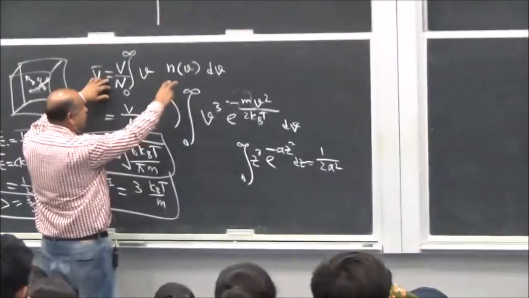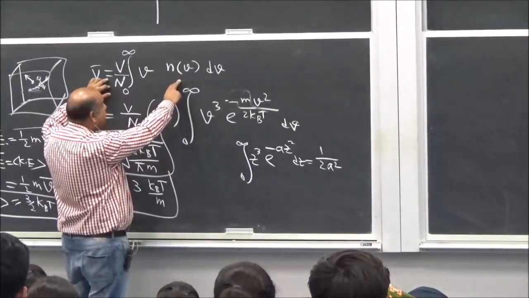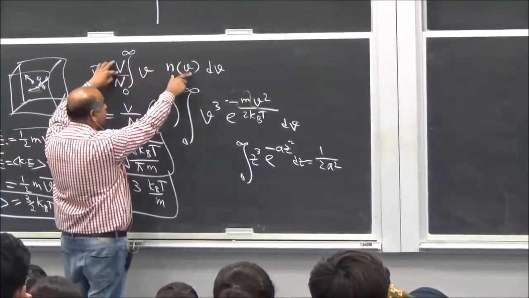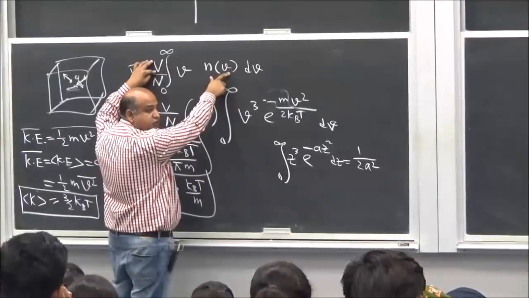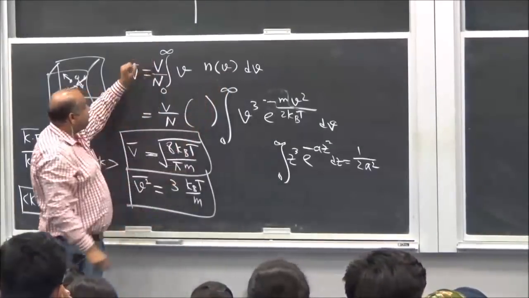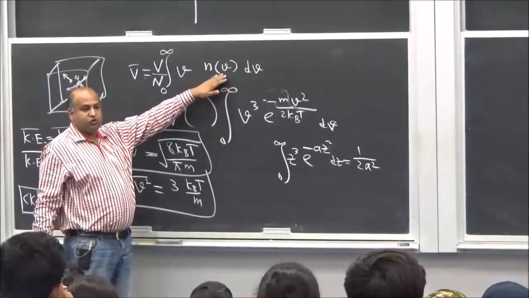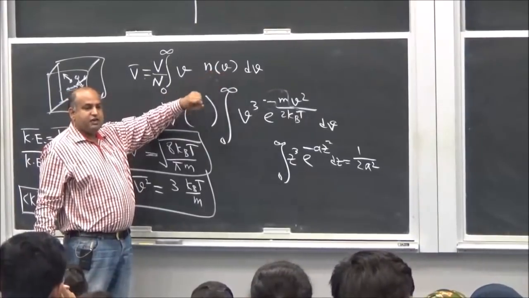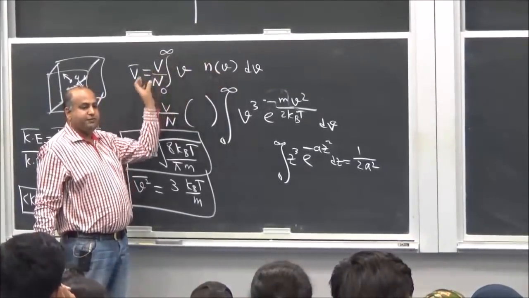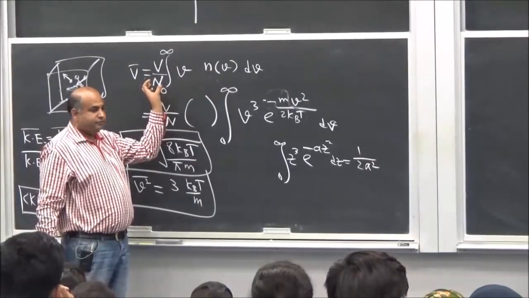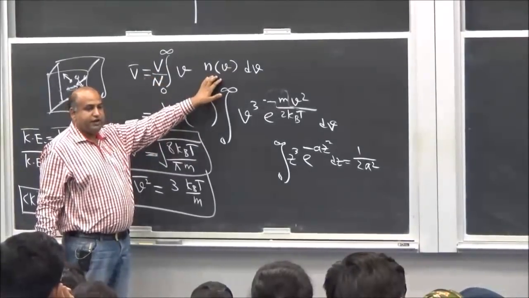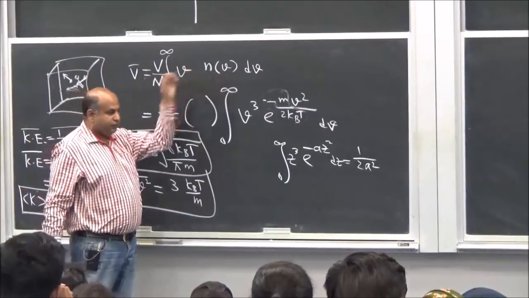So these are the number of particles per unit volume. I multiplied this by the volume, so I have the total number of particles. So for the probability of a particle to be at velocity v, for one particle to be at that velocity, I divide by the total number of particles. So this gives us the probability of finding a particle at that velocity.